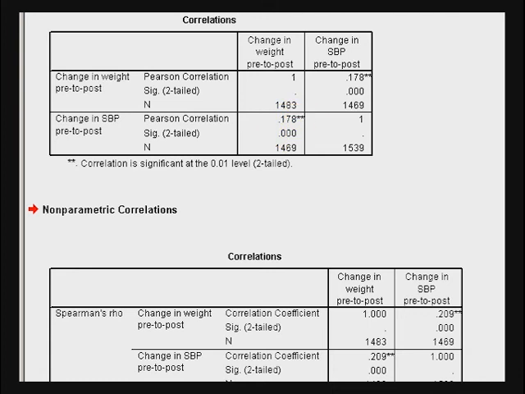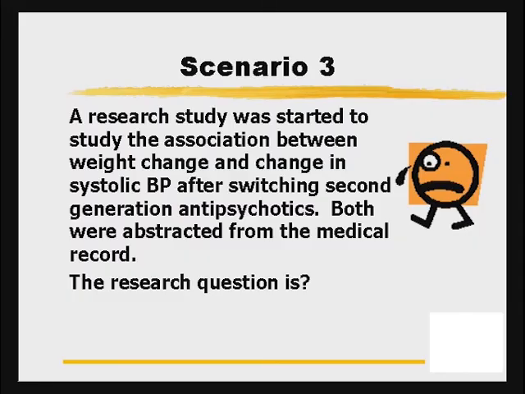So this is what a correlation coefficient would look like from the perspective of a person doing the analysis. This here is what you should see in an article. It should say correlation is equal to 0.18, p is less than 0.01. Okay, so let's take a look at a third scenario.